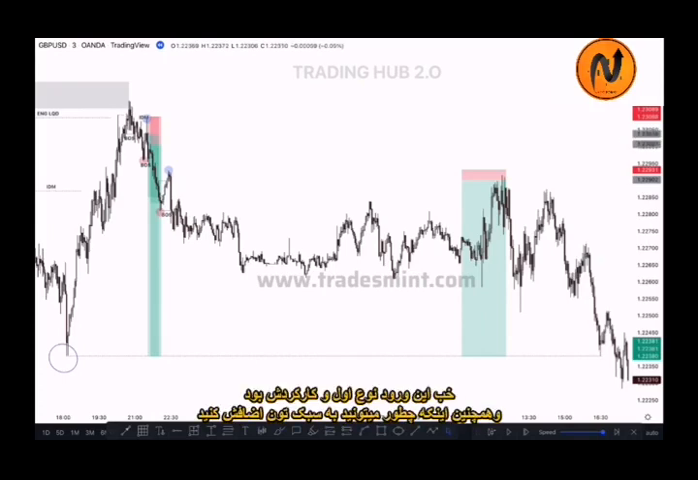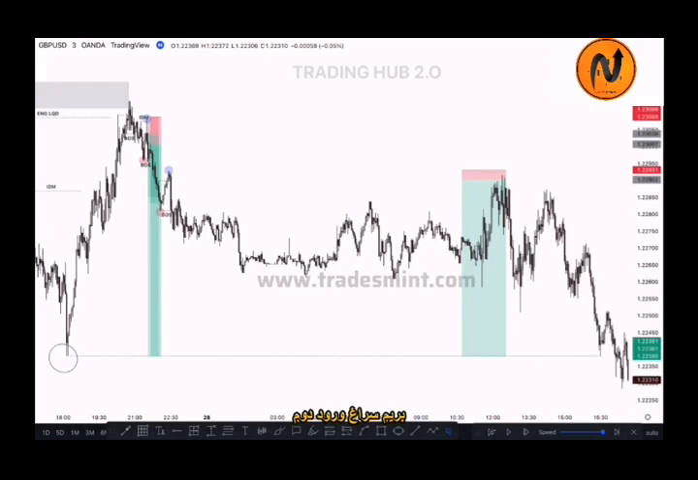So this is entry type 1, showing how entry types actually work and how you can apply them in your trading style. Okay, so this is entry type 1, and I will show you how entry type 2 and entry type 3 actually work, and how you can trade without mitigation. Now let's switch to entry type 2.